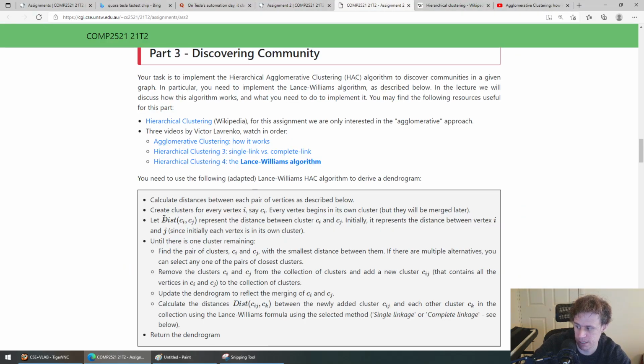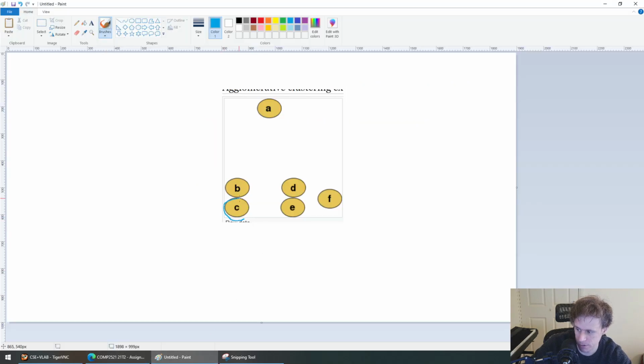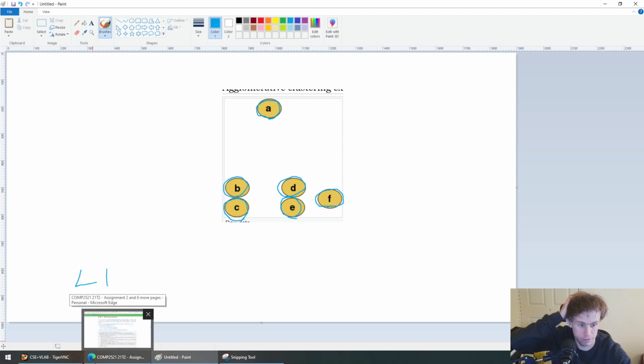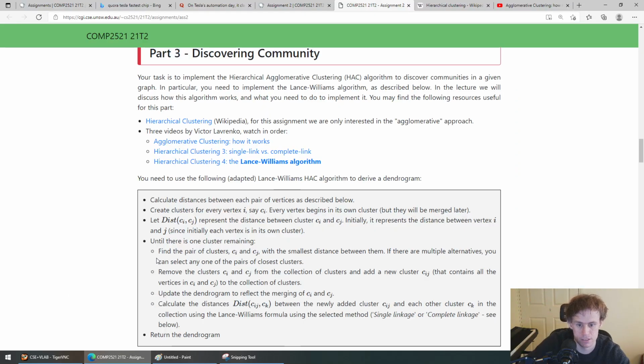The next step is that you create clusters for every vertex in the graph. Okay, that makes sense. So I'm going to create a cluster here, a cluster here. A cluster is a collection of nodes, or a set of nodes like this. So I create all my clusters. Let's call these the level 1 clusters here, the blue ones. So I put a cluster around everything. So for n vertices, I've got n clusters, and each cluster contains one node.